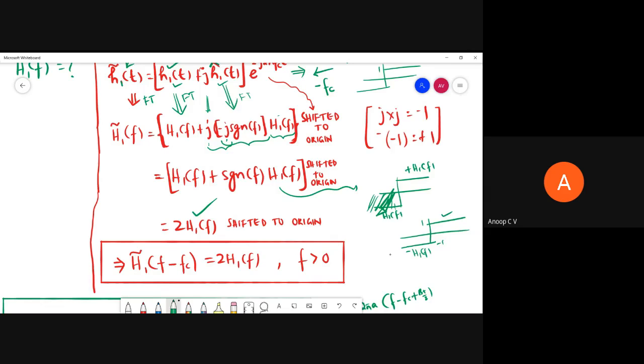Minus h1 of f. So we are adding h1 of f with signum of f into h1 of f. So what will happen? For the negative side, it will be h1 of f minus h1 of f, so it will get cancelled. And for the positive side, it will be h1 of f plus h1 of f, so that will be 2 times h1 of f. That's what I have written here, right? 2 times h1 of f.